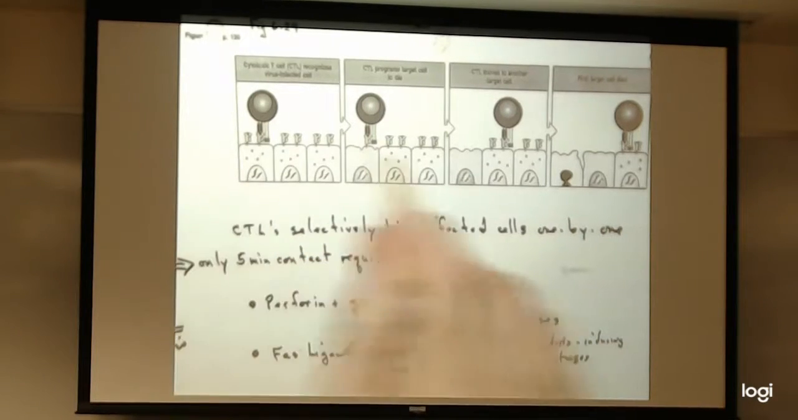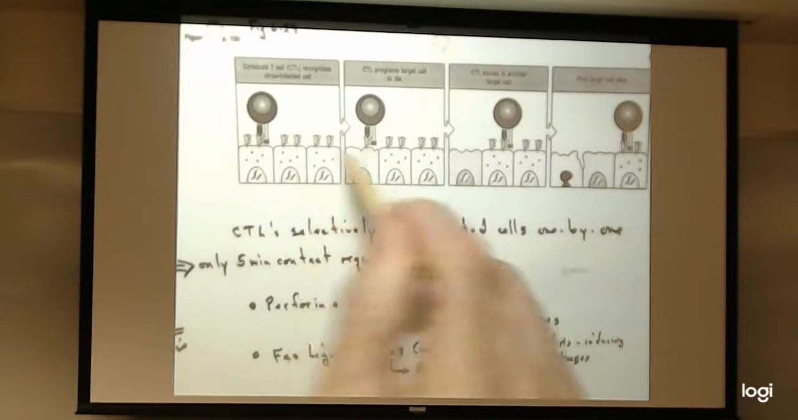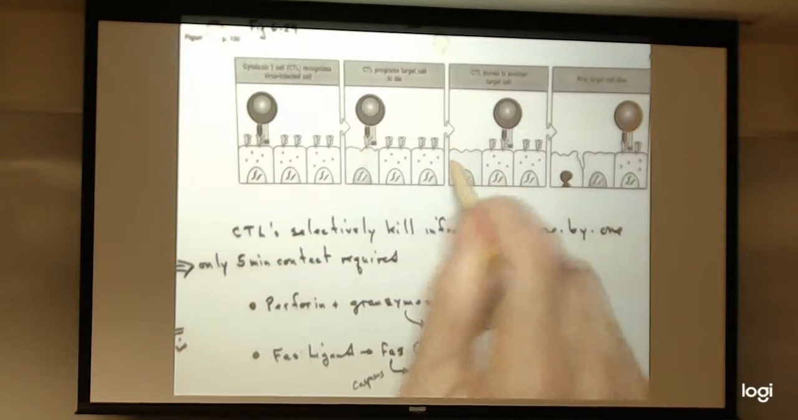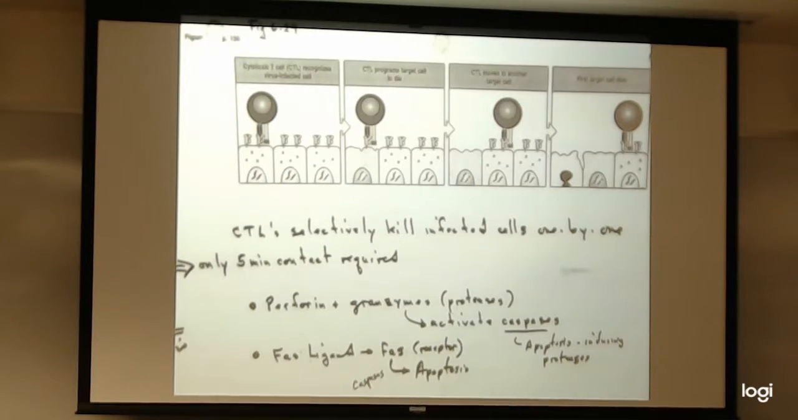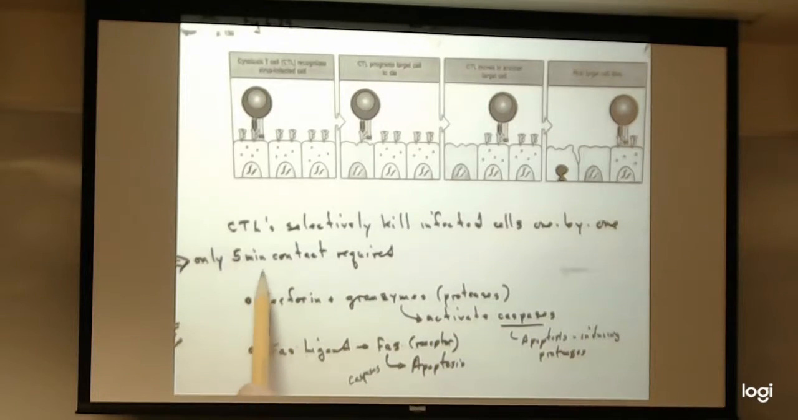And then a little while after the T cell has administered its work here, this cell dies. So it's kiss of death to each one, and as we follow them in 5 to 10 minute successions, we see them going into programmed cell death. Only 5 minutes of contact required.